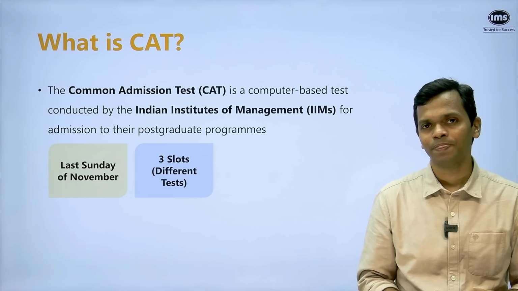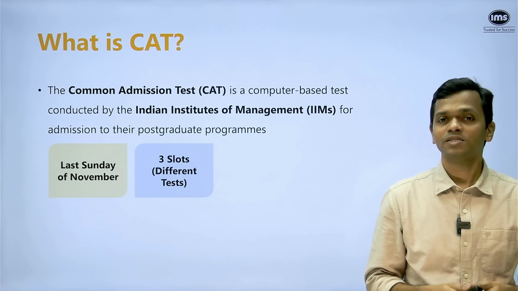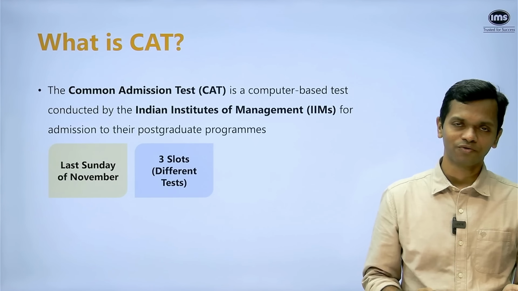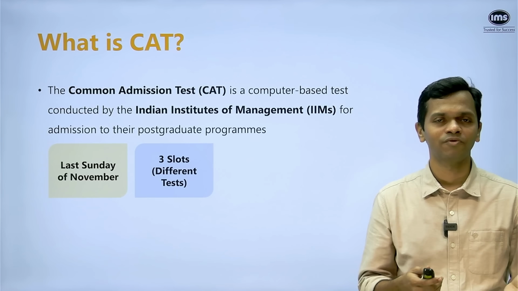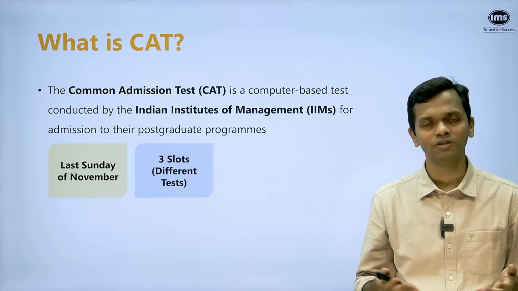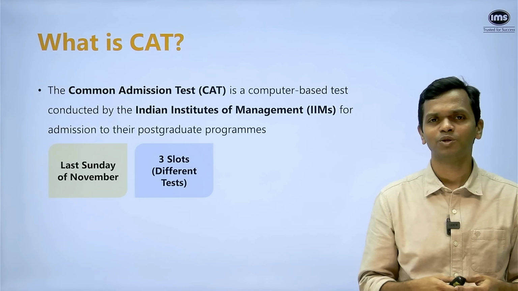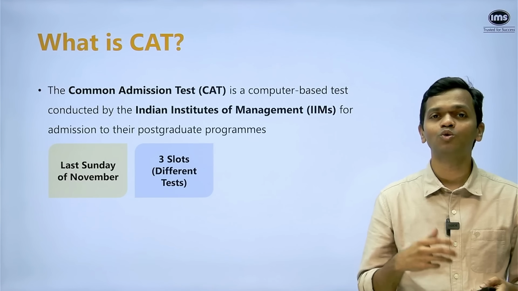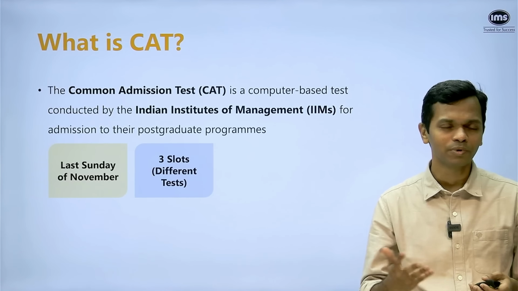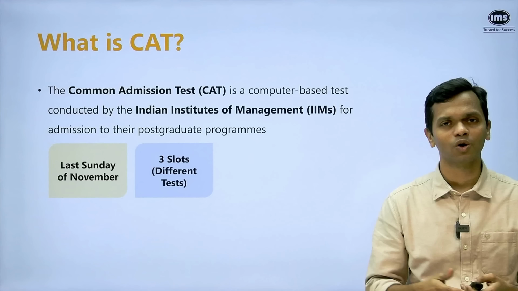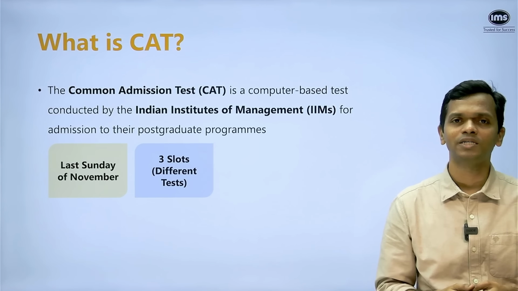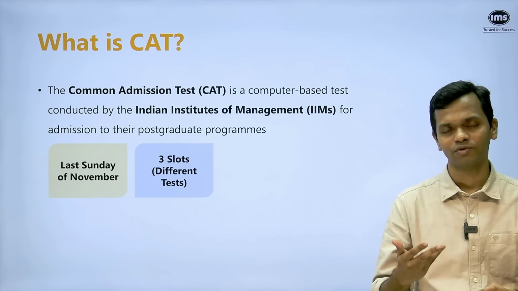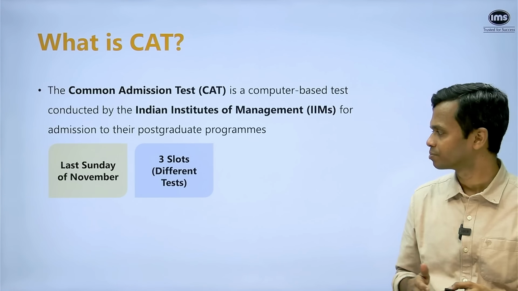Earlier, CAT used to be a single day, single paper test at a point of time. Then it became a test that was conducted over a long duration, 20 days. But during that phase, they faced a lot of problems. Then they moved to a two slot paper wherein you would have a morning and an afternoon slot. And now in the current format, it is 3 slots, so you have a morning, afternoon, and an evening slot with different papers.